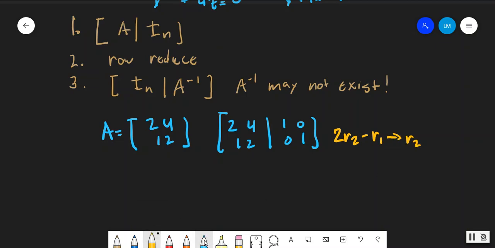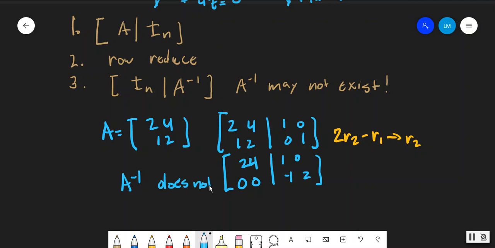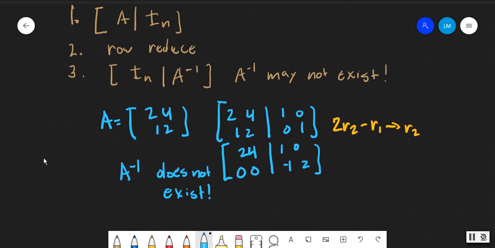But what does that give you? Well, it gives you 2, 4, 1, 0, but then it gives you 0, 0, and then negative 1 and 2. So what this tells me is that A inverse does not exist. But that doesn't necessarily mean that, if we were going to solve a system of equations, a solution wouldn't exist.